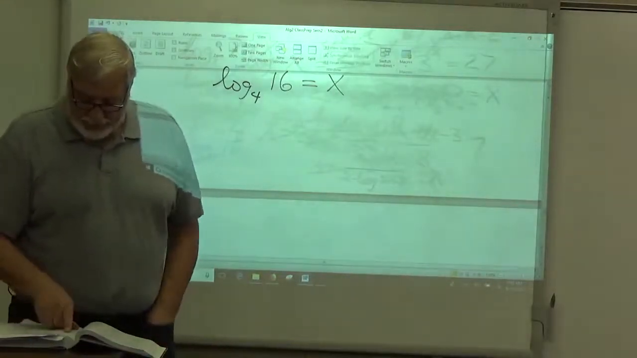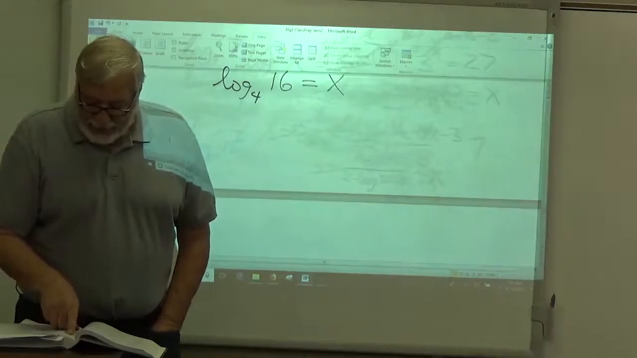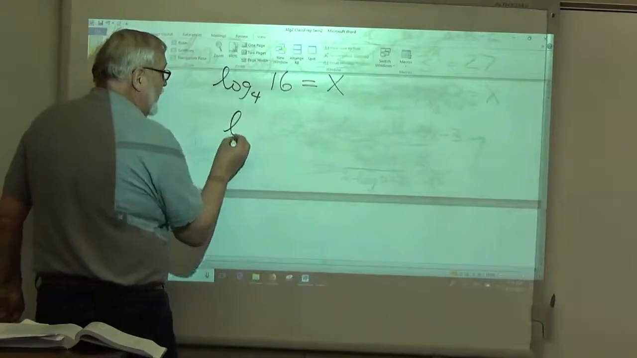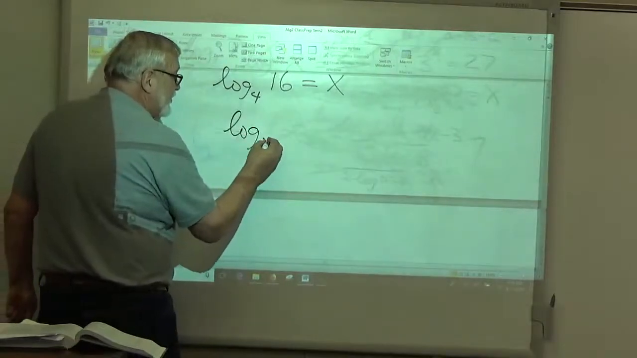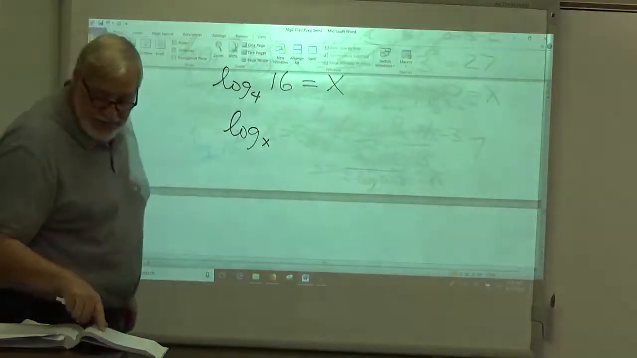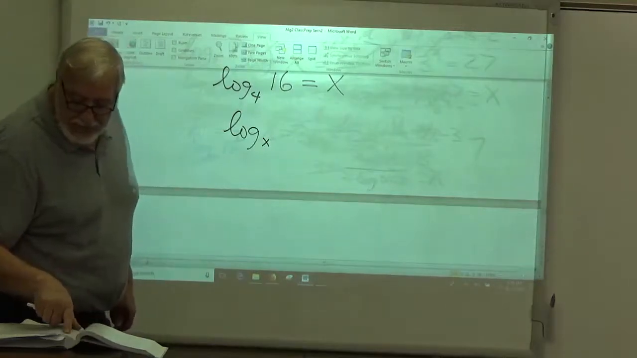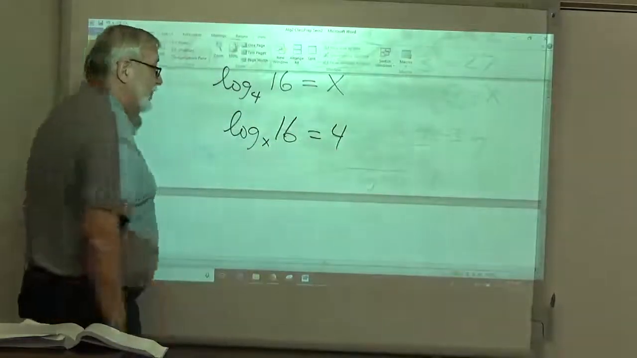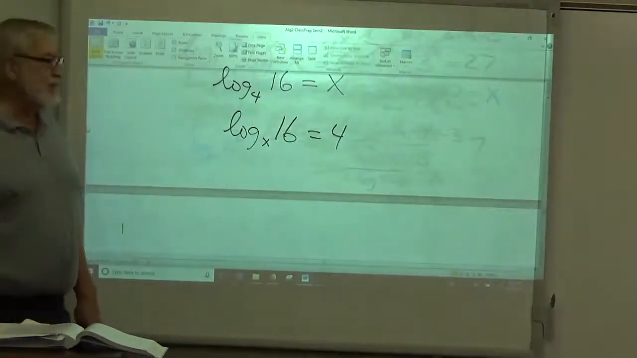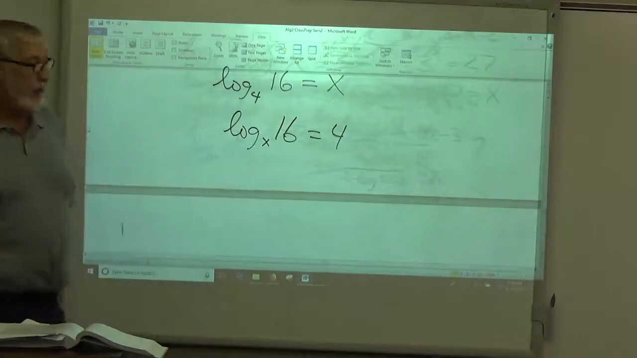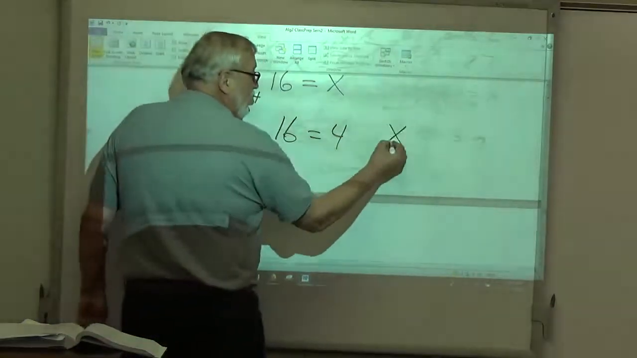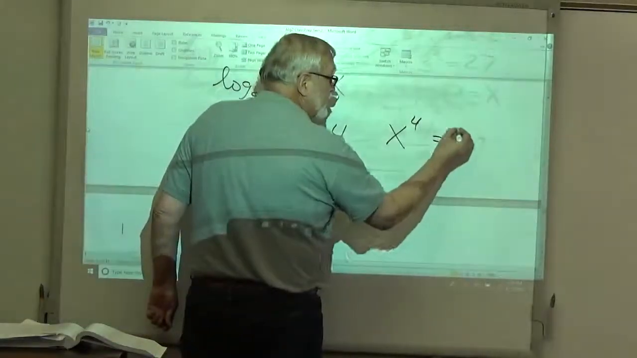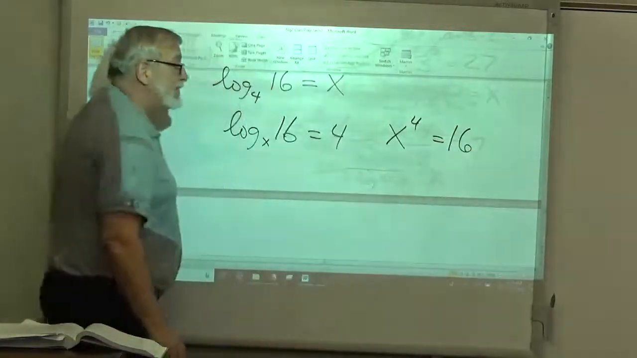Okay, then we go to problem 31. Problem 31 says log base x of 16 equals 4. Now this is a two-step problem. How do you change that to exponent form? x to the fourth power equals 16.